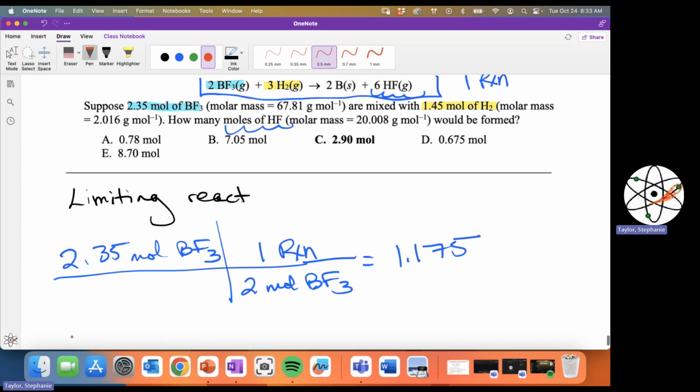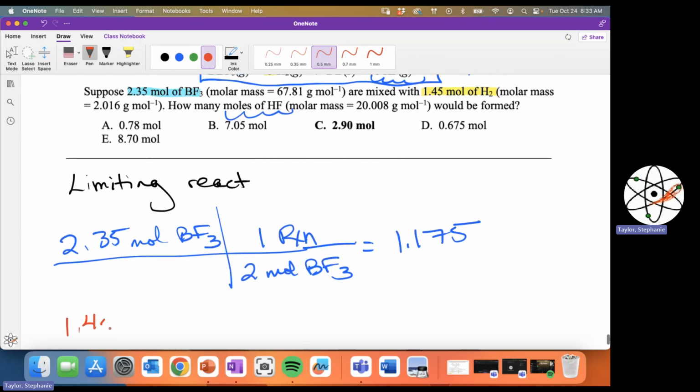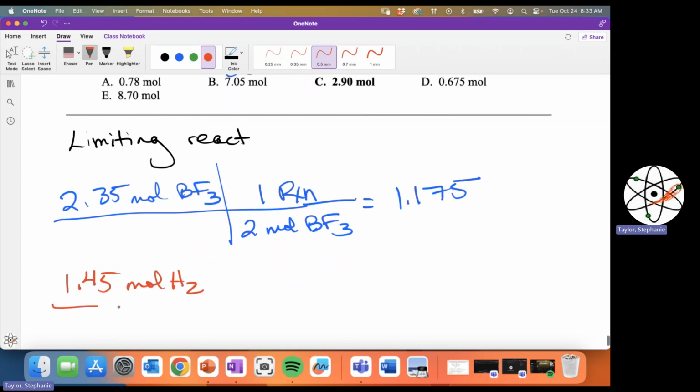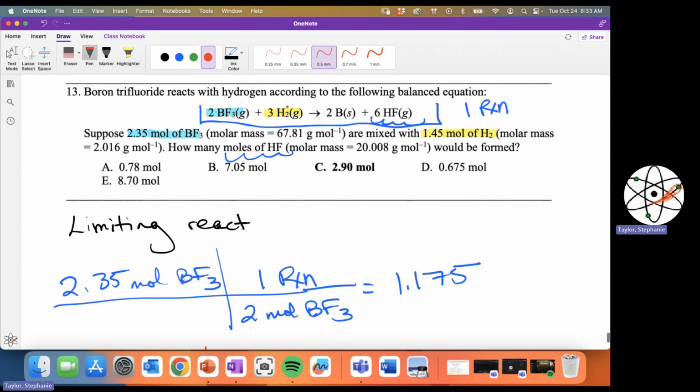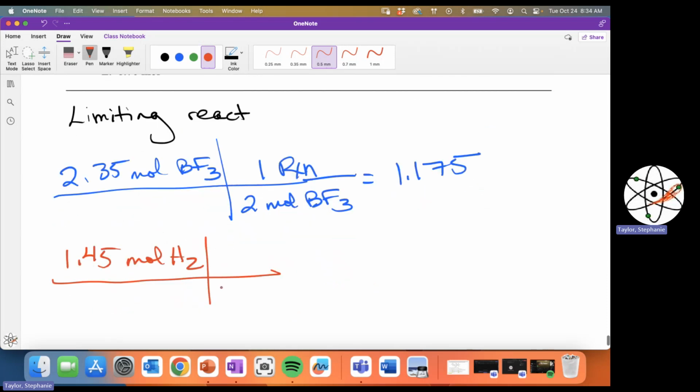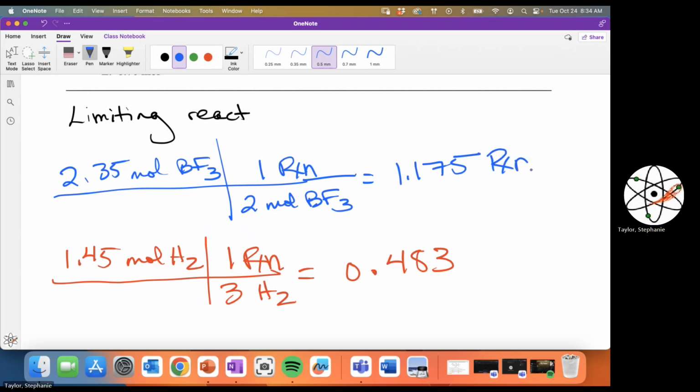For hydrogen, it's 1.45 moles hydrogen. And then from my balanced chemical reaction, I've got 3 moles of hydrogen in one reaction. So I just take 1.45 and divide it by 3. That's 0.483. Sorry, these are both supposed to be in reactions. So that's how many times I could do the entire reaction.